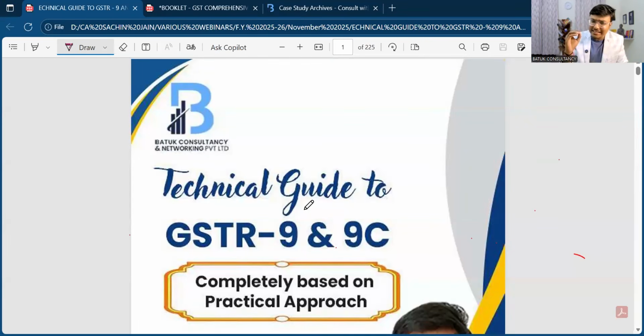Yes, the session will be in a very simplified language. I will start the discussion from very basic and will cover the advanced level of GSTR 9 and 9C. Will cover each and every clause. The mode of communication of this session will be English only. One or two examples may be in Hindi, so we'll convert the same into English for your comfort.